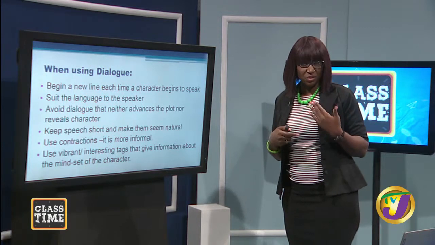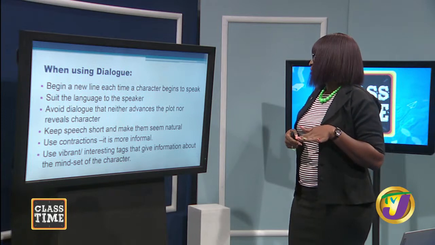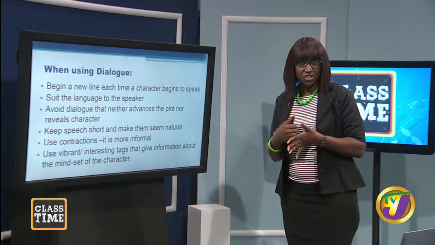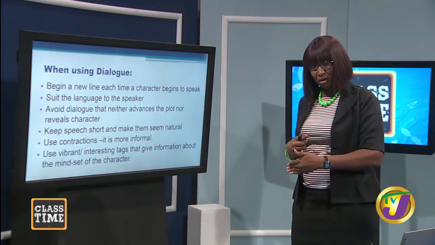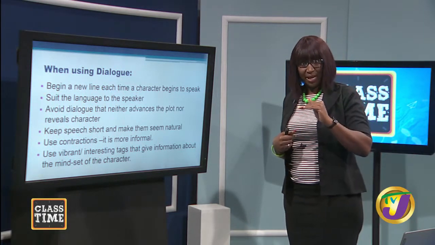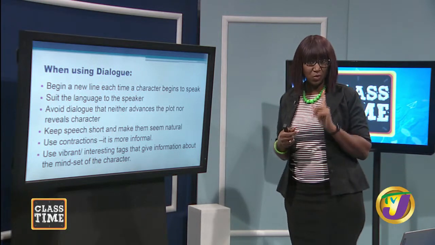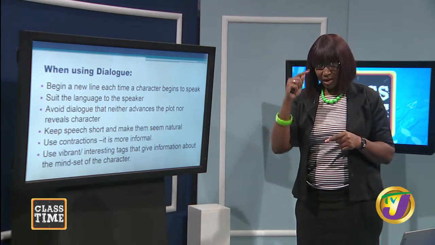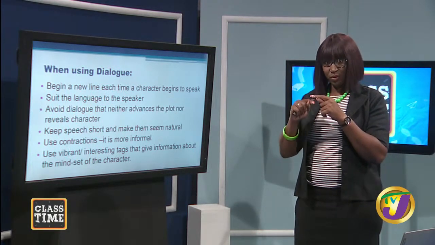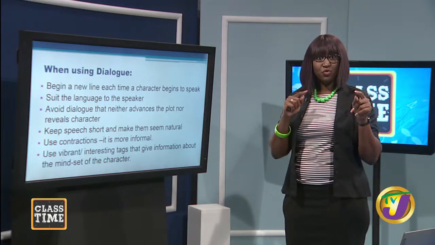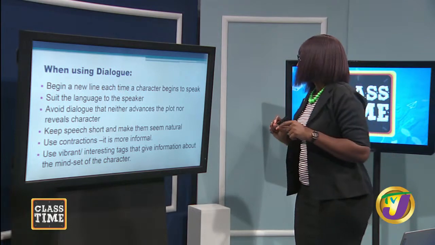Now, here are some things you need to note when you are using dialogue, and you need to be careful. Each time the character changes, so the speaker changes from one speaker to the other, you need to start a new line, and in fact, you indent it just like a new paragraph. So even if they're just saying one word, yes, start a new paragraph, and then the response, another paragraph, and so on and so forth. You do not have two speakers in the same line. It does not work that way.